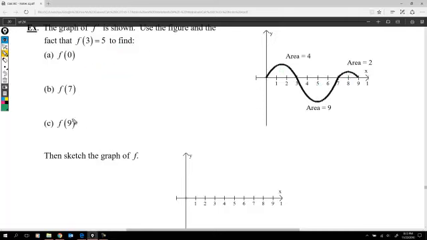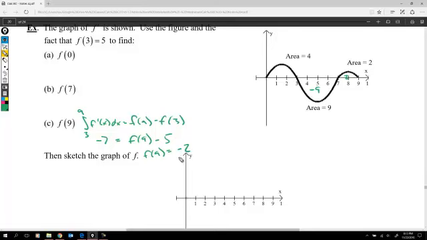Alright, and last one. So I know that the integral from 3 to 9 of f prime is equal to f of 9 minus f of 3. The integral from 3 to 9 is going to be negative 9 plus 2, so negative 7. This is my unknown. f of 3 is 5. That means that f of 9 is going to be negative 2.